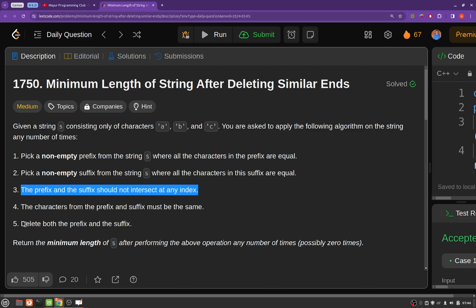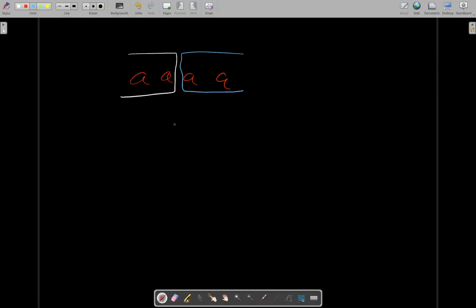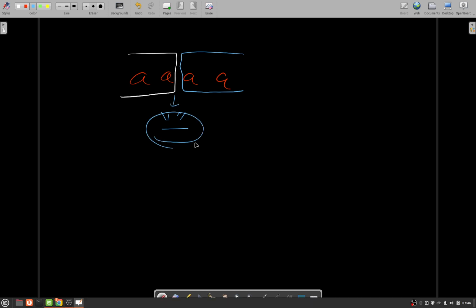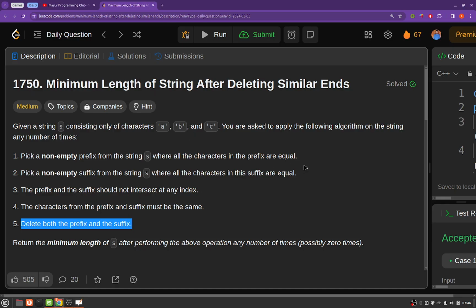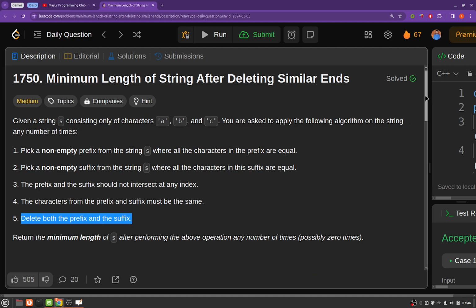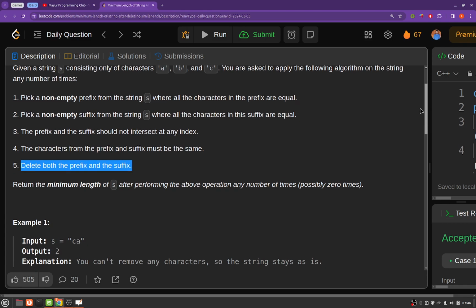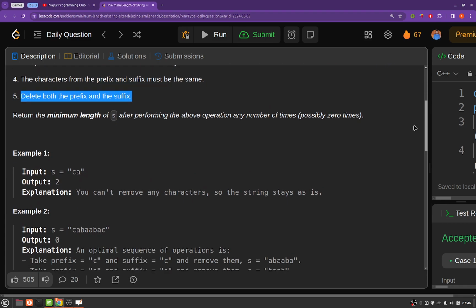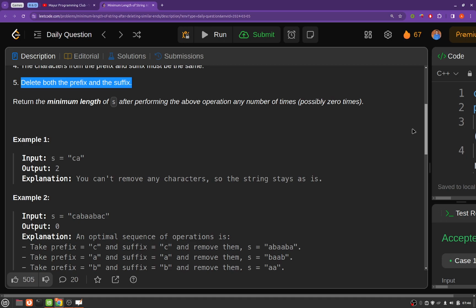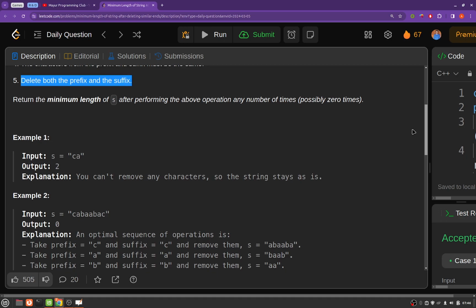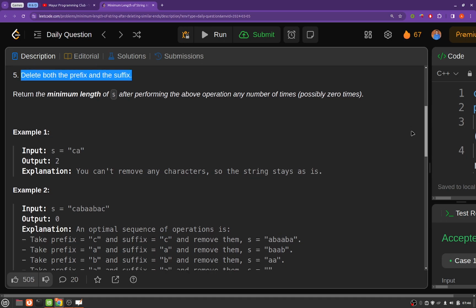Okay, and you have to delete both the prefix and suffix. Okay, so after deletion your string will become empty if we are talking about this particular string. So this is what the problem statement is asking you to do, and you have to return the minimum length of the S that can be there after performing this operation any number of times, possibly 0 number of times.